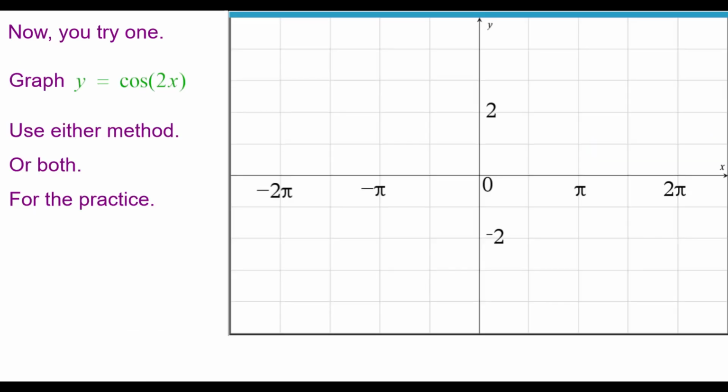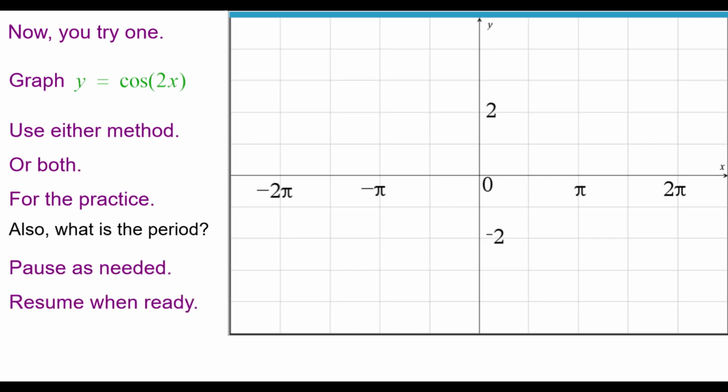Now you try one. Graph y equals cosine of the quantity 2 times x. Use either method or both for the practice. Also, what is the period? Pause, and resume when you're ready.